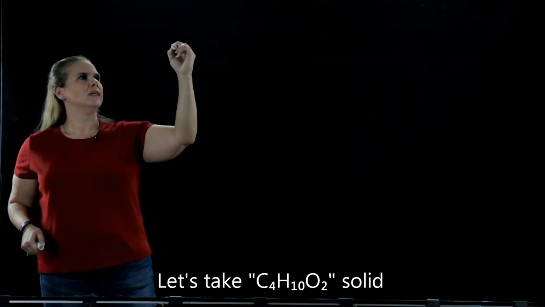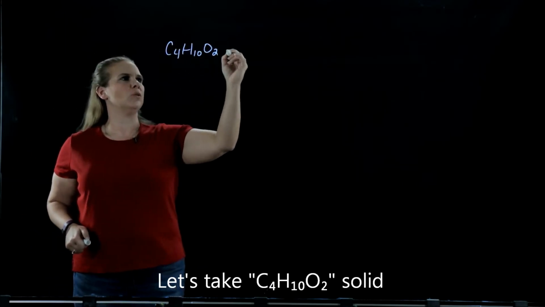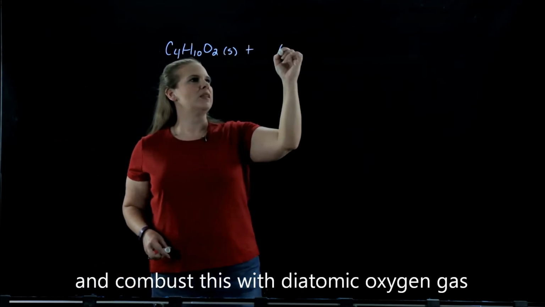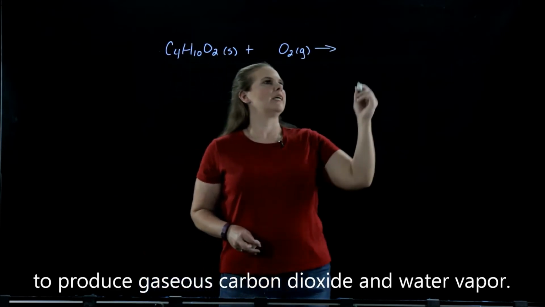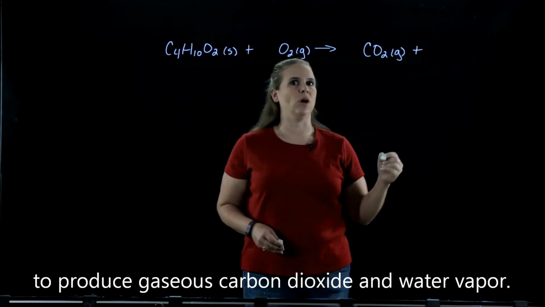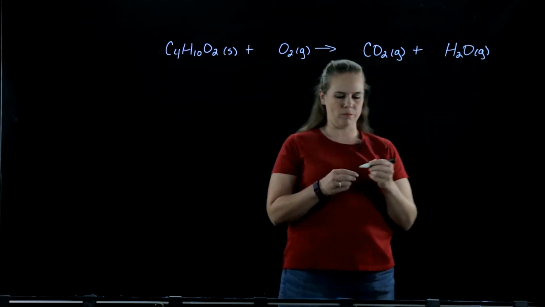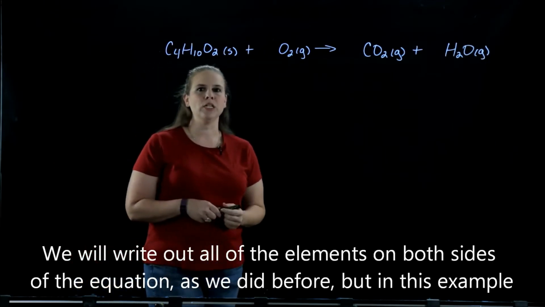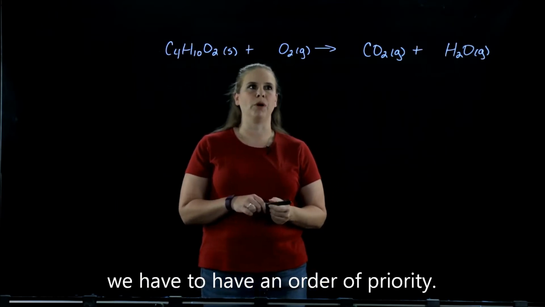Let's take C4H10O2, solid, and combust this with diatomic oxygen gas to produce gaseous carbon dioxide and water vapor. We will write out all of the elements on both sides of the equation as we did before, but in this example, we have to have an order of priority.